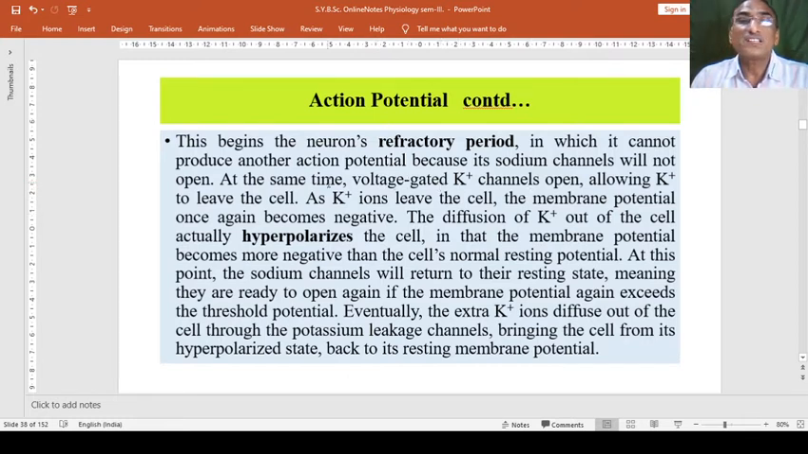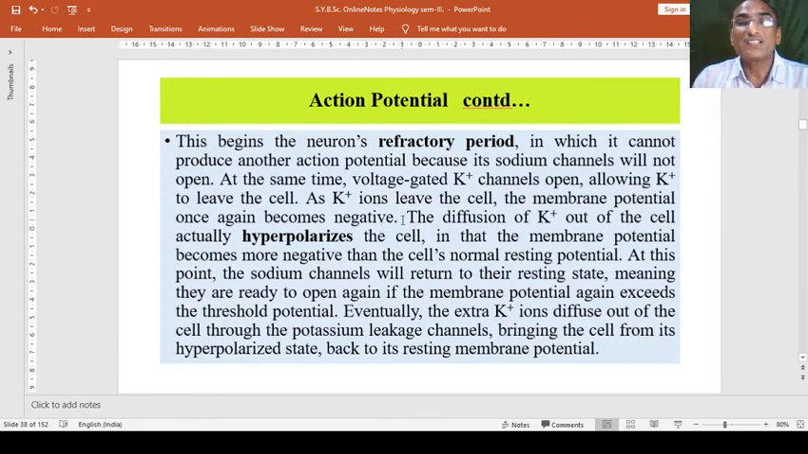because equilibrium maintenance is the need of the time, and this allows the potassium ions to leave the cell. As soon as sodium ions enter, potassium ions leave. This is the simple mechanism. As the potassium ions leave the cell, the membrane potential once again becomes negative. This positive ion movement makes the membrane potential negative.